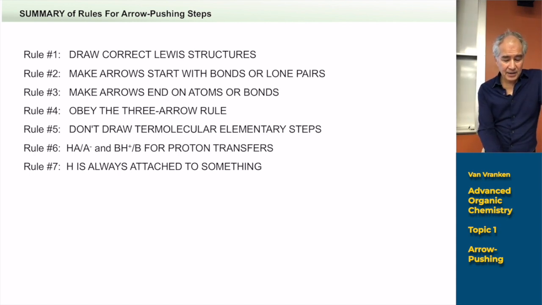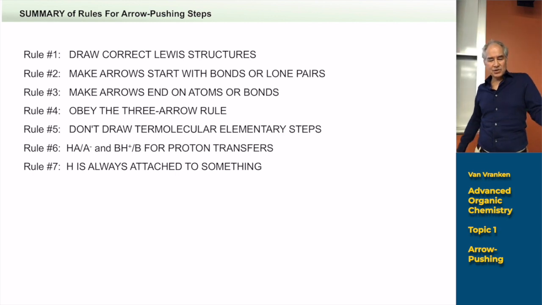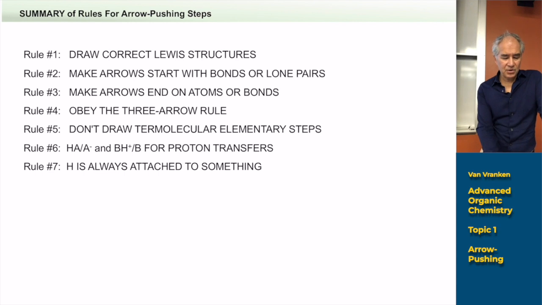So today I gave you these extra rules. Use these symbolic acids and bases, HA and A-, under acidic conditions, or BH and B if you're under basic conditions. And just make sure that H is always attached to something when you draw out your mechanisms.